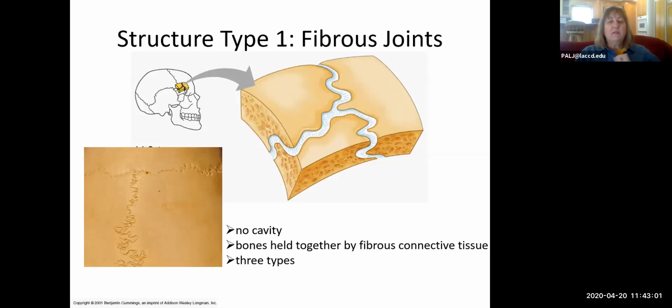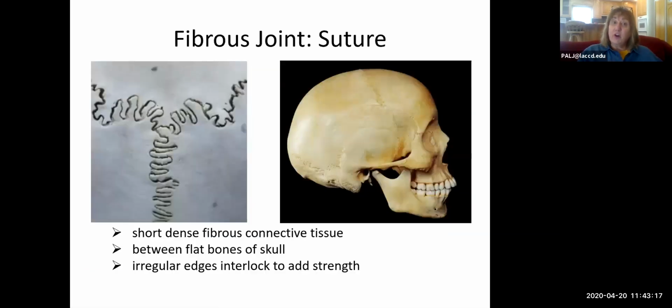So number one, no cavity. Number two, look at the name, fibrous. That is telling you the bones are being held together by fibrous connective tissue. And there are three subtypes of fibrous joints. The first is one you already know about, the sutures in the skull. And here the connective tissue tends to be about 1 millimeter or less, okay?